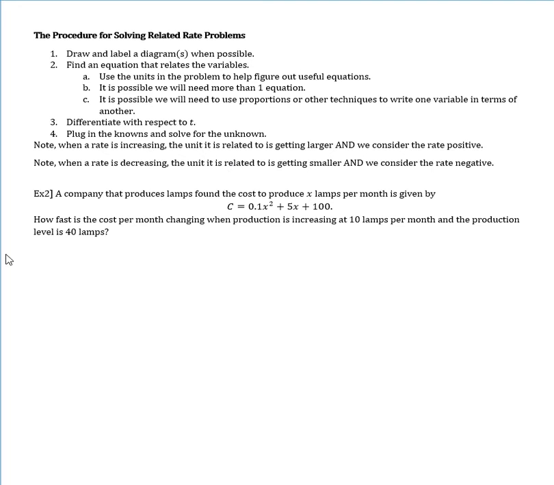And then afterwards, step three is to differentiate with respect to time. So we know it's going to be time. As soon as you see how fast is something changing, like in this, so without reading it all, I'm just going to underline the per month. Per month means we want to do something with respect to time, so that means it's d something dt that we'll be doing. So that's how we treat these word problems, and then eventually we'll plug in the knowns and solve for whatever they want.